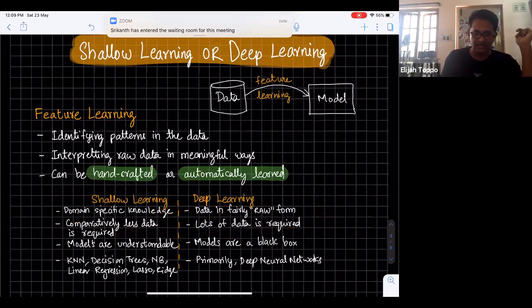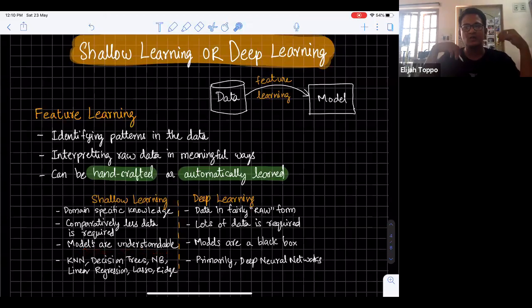Okay. Shallow learning models are understandable. You can look at the model and try to see why it is predicting an answer based on what it is seeing. Whereas deep learning models are like a black box system. It is very difficult for us to understand why a deep learning model is doing what it is doing.